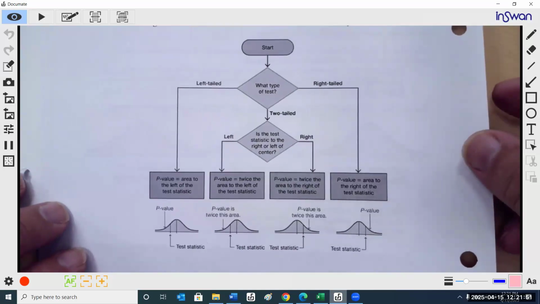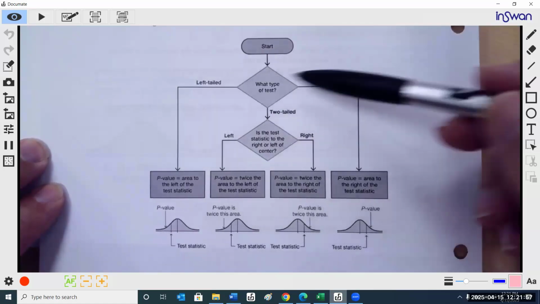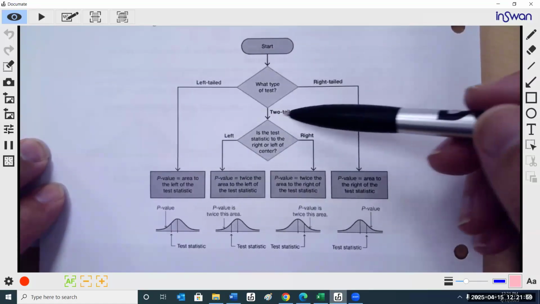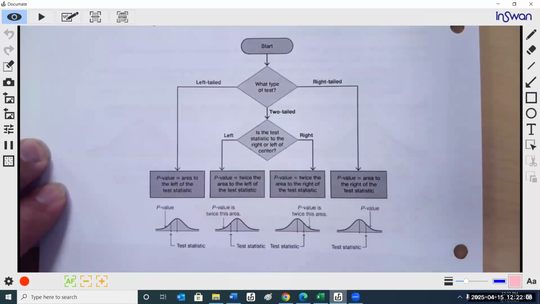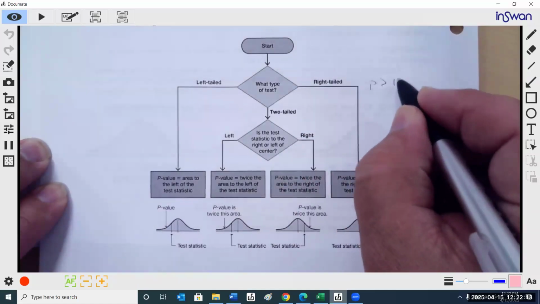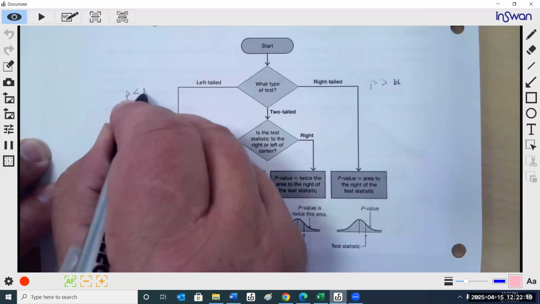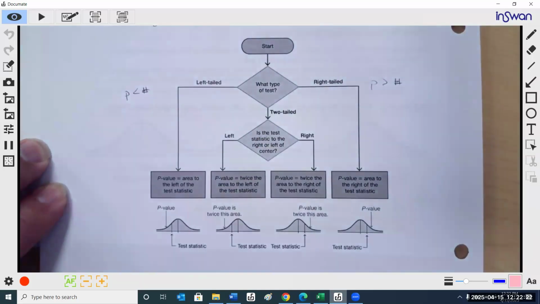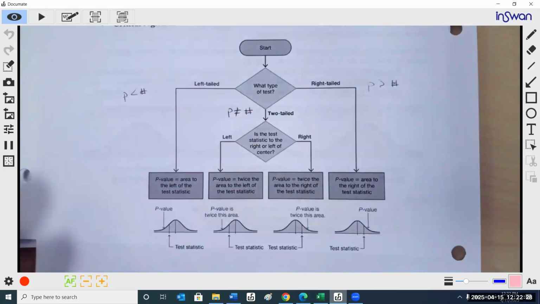Here we have the flow chart for it. So what type of test? Is it left-handed, right-handed, or two-tailed? How do we determine if it's right-handed? The alternate hypothesis is a statement that says P is greater than some number, so we go this way. If it's less than some number, we go this way. If it's not equal to some number, we go this way. And we'll pick up from here next time.